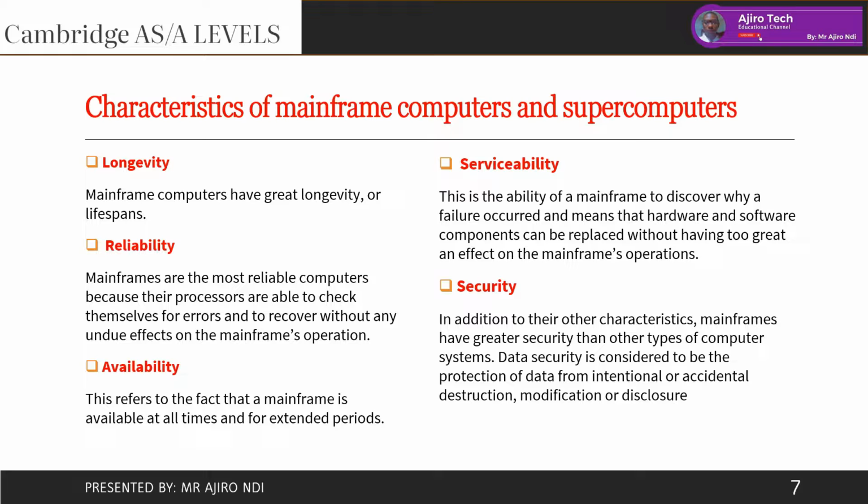Okay, let's go back to our characteristics. So this right here says longevity and security. This is part of the RAS, which we talked about. Like I said, they are frequently used when we're referring to mainframe computers, and it is very important that we talk about it. All right, so security is another characteristic, in addition to the other characteristics. But when we talk about RAS, this is what we mean. Mainframes have greater security than other types of computer systems.